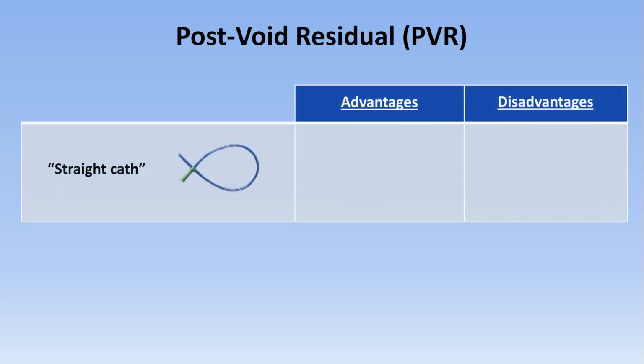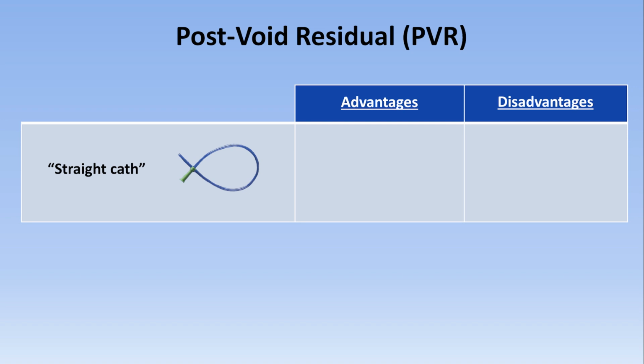You may be wondering, how does one check a PVR? Well, there's two major options, each with advantages and disadvantages. First is something called a straight catheter, or more commonly a straight cath. This is a flexible tube that is placed into the urethra and advanced to the bladder, circumventing obstructions within the urethra or problems with the urethral sphincters or problems with bladder contraction.